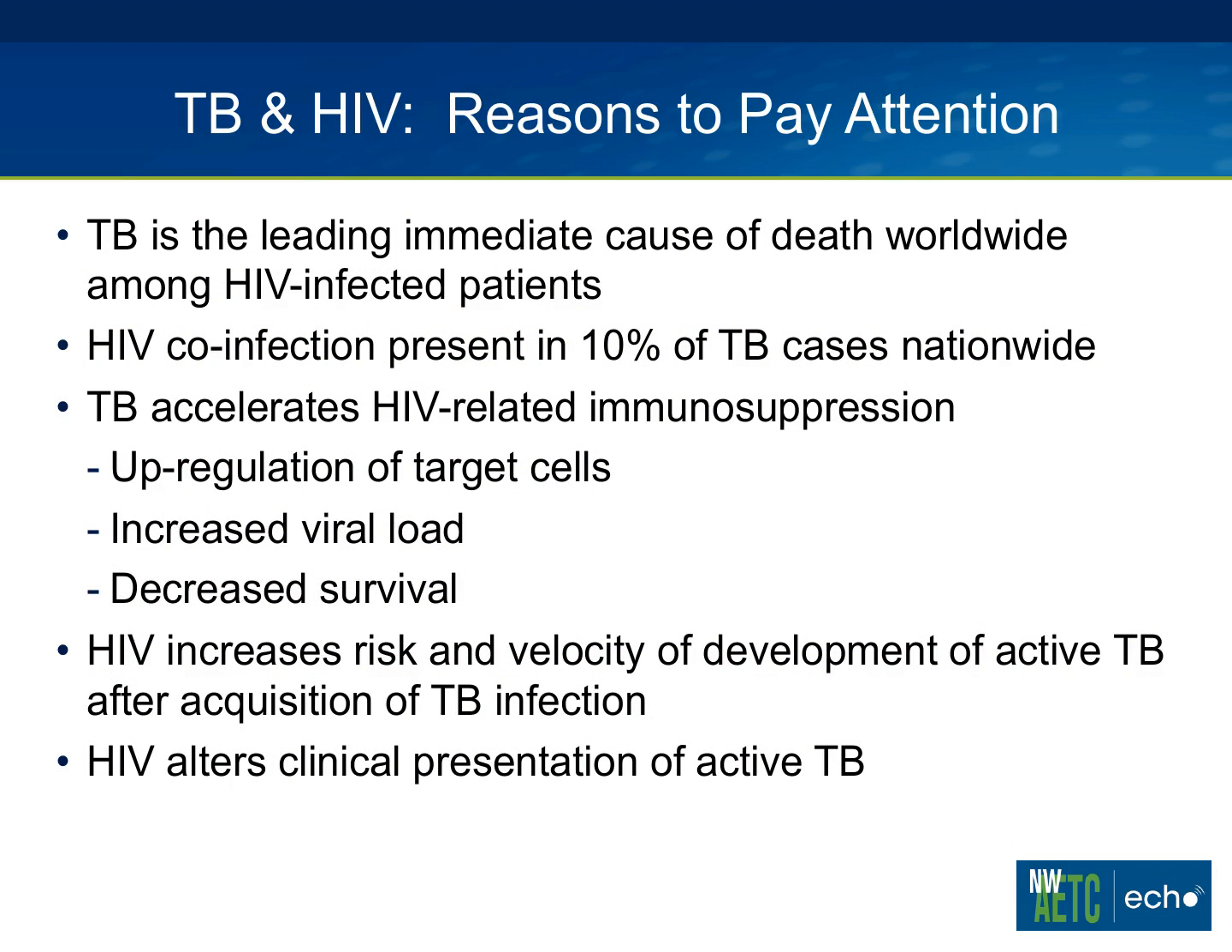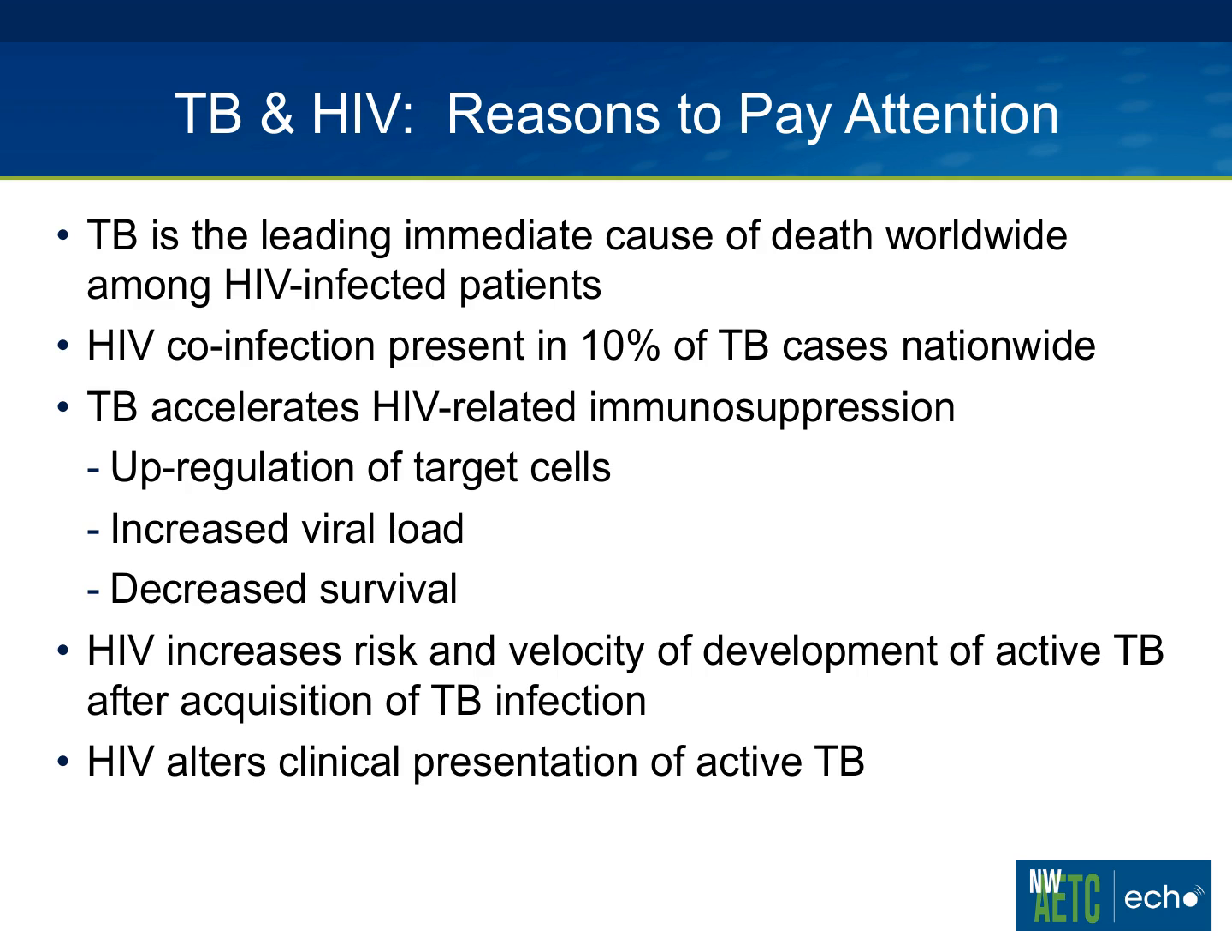So without further ado, let's go ahead to the first slide and speak about why TB and HIV matter. What about TB matters in the context of HIV? Well, first and foremost, worldwide, it is the leading cause of death among HIV-infected patients. Now, fortunately, in the U.S., that's not the case. HIV co-infection is present in only about 10% of TB cases nationwide, and TB is not a common cause of death among HIV-infected patients, fortunately, in the U.S., but worldwide it certainly is.